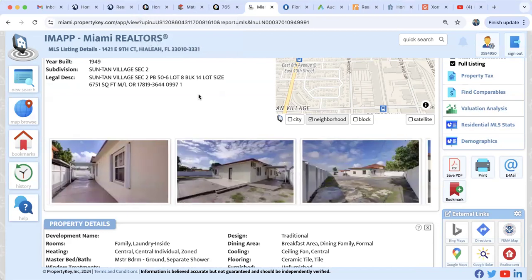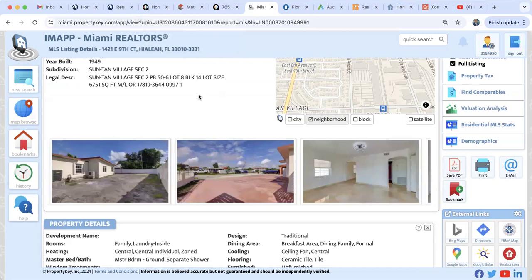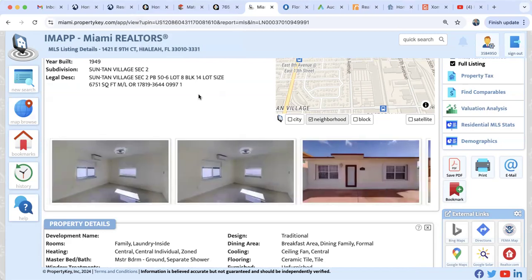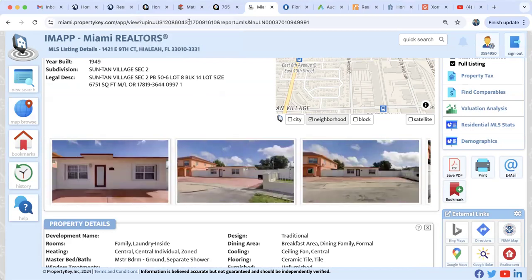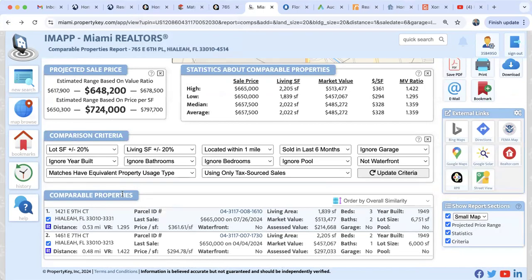It's not like it was tastefully remodeled. It was just remodeled, and it sold at top dollar. At what price did it sell? It sold at $665,000, and it's a smaller home. It's an 1,839 square foot home. It sold at $361 a square foot.